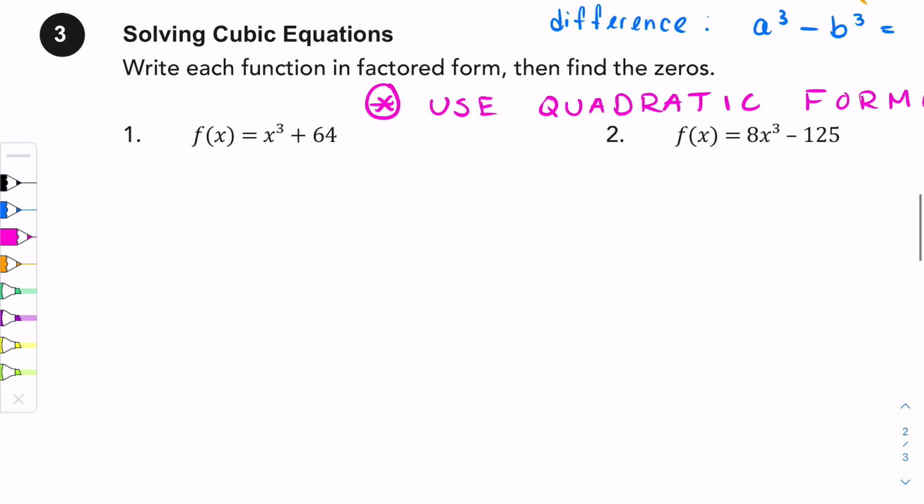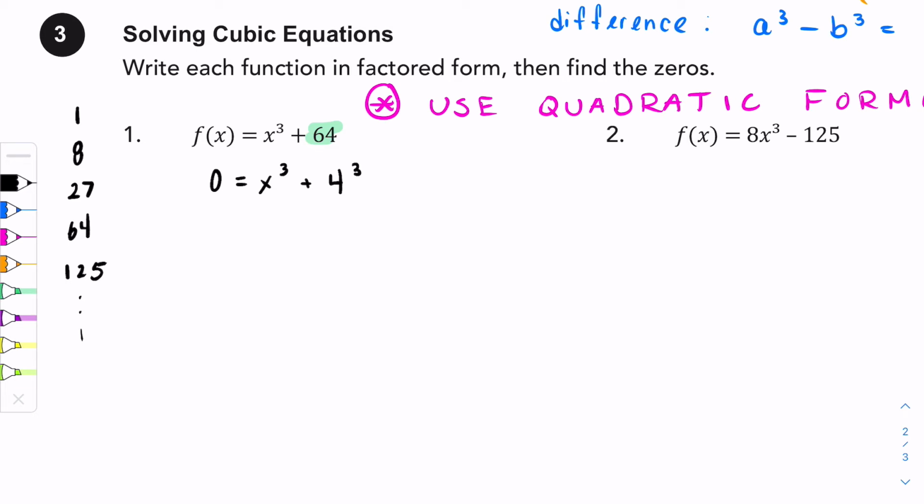Number 1 is f of x is equal to x cubed plus 64. So I'm going to rewrite this as 0 is equal to x cubed, and then 64, we can rewrite that as 4 cubed. And if you don't remember your perfect cubes, make a list down the side of your paper. 1 cubed is 1, 2 cubed is 8, 3 cubed is 27, 4 cubed is 64, 5 cubed is 125, and the list continues.